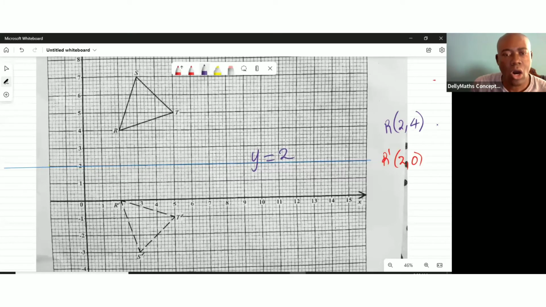This is our mirror line. So I'm going to put the word mirror on it. And then, yeah, I'll just write mirror line. So the mirror line is Y is equal to 2. And we could navigate now.